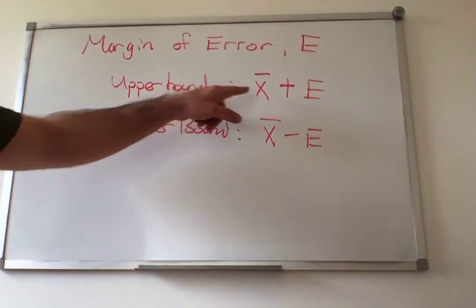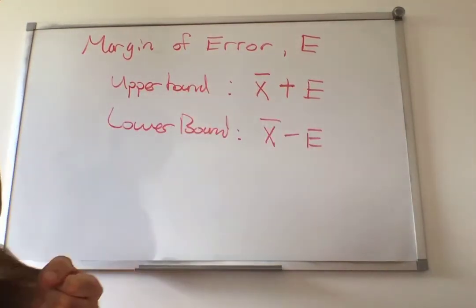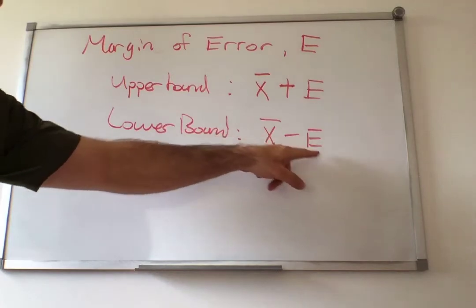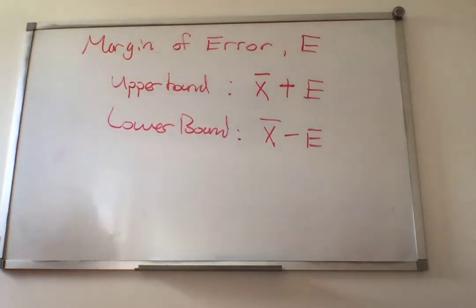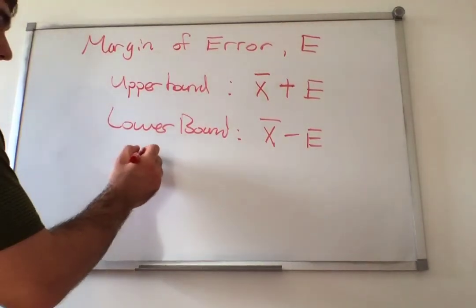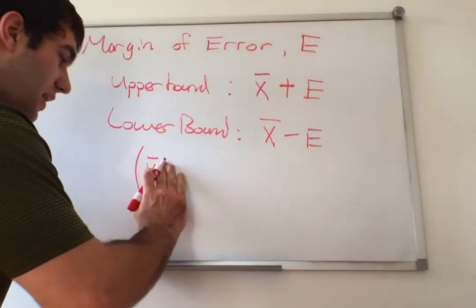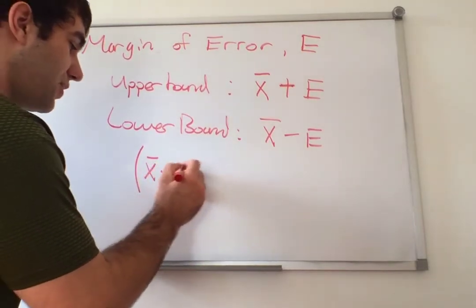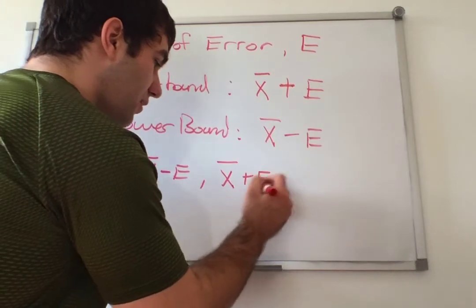So this is just a number plus a number. You're going to get an upper value. This is a number minus a number. You're going to get a lower value. And what's going to happen is you're going to make a range of numbers, which is x bar minus your error, all the way to x bar plus your error.